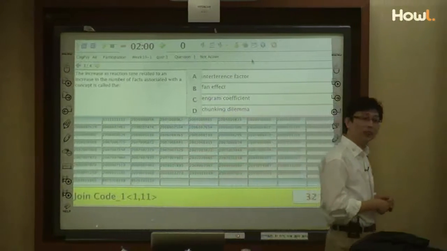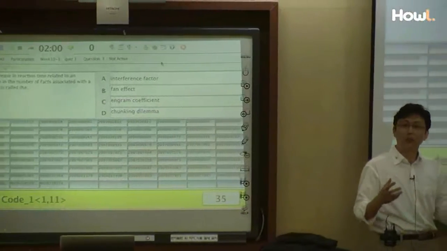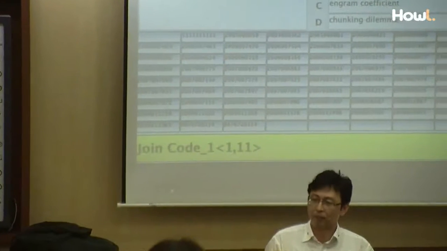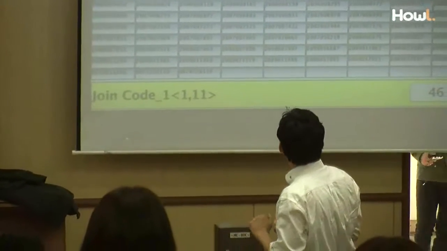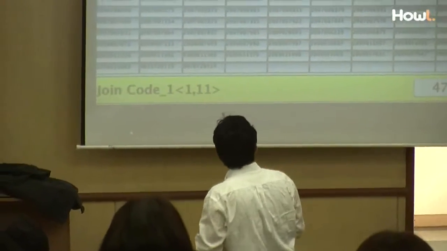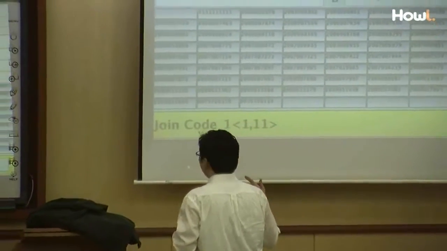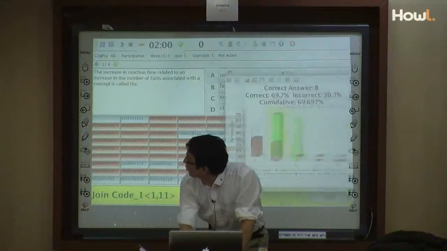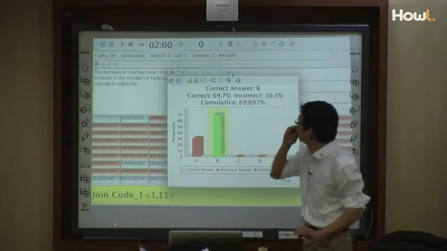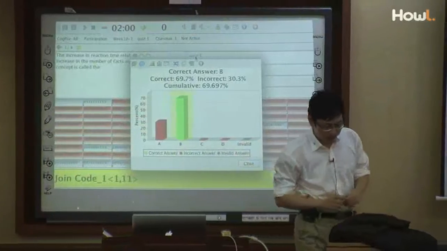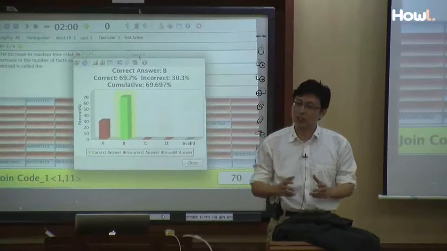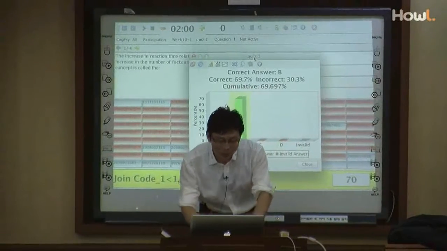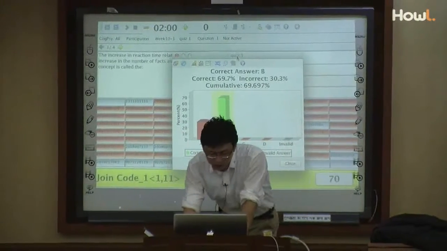So you know, in long-term memory, if you have more knowledge in here, it takes more time to get out. What is that called? Fan effect, or interference factor, or Ingram coefficient, or chunking dilemma. Okay? Right, very good. As the first quiz after term break, 70% is quite good. So we can move on to the second question.